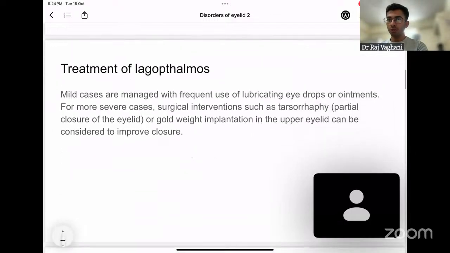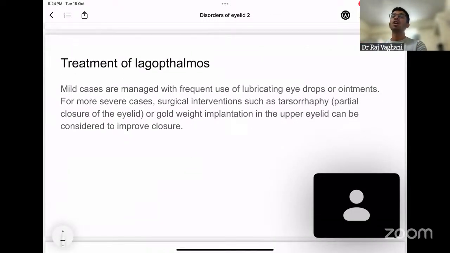Okay, now the treatment options, the final part of lagophthalmos. So what are the treatment options that are available to us for lagophthalmos? Mild cases are managed with frequent use of lubricating eye drops. Since we are not able to close our eyes, that means our eyes are not lubricating, because whenever we blink our eyes, okay, have you ever wondered why we blink our eyes so frequently? We blink our eyes so frequently to protect our eyes from the external environment. So if I'm blinking my eyes regularly, that means my eyes are becoming wet. Why is it becoming wet?